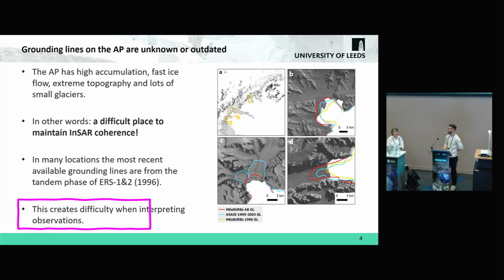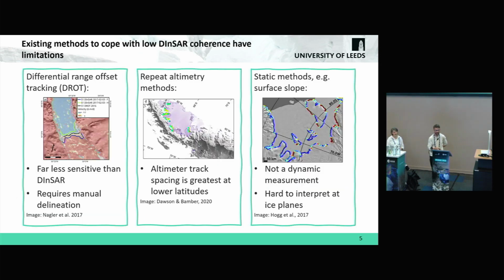So in my PhD, I quite often went, it'd be really nice if someone would make a new grounding line data set for the peninsula. Wouldn't it be good if we had updated grounding lines? It became increasingly apparent that maybe I might have to be the person that would do that if I wanted it. So there's a few methods that you can use where you've got low coherence for looking at grounding lines.